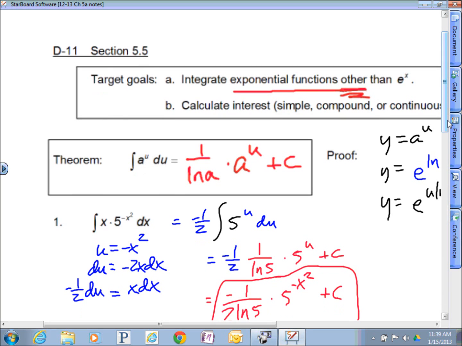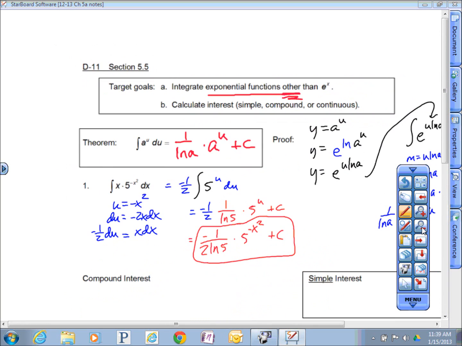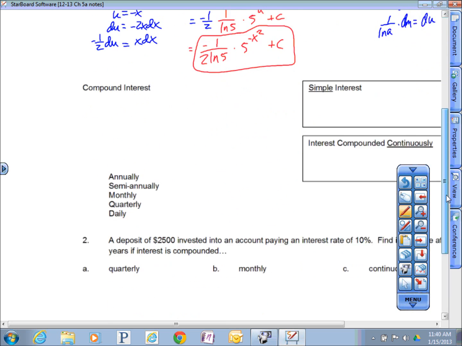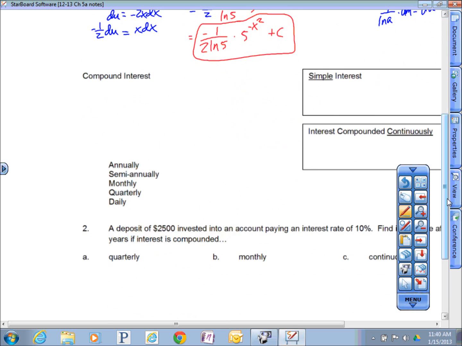I'm hoping that this Part B rule that we got going here is a complete review of one or two classes that you've already had. Interest: simple, compound, or continuous. So we're going to go through this pretty fast. Compound interest: A equals P times (1 plus R over N) raised to the NT power.